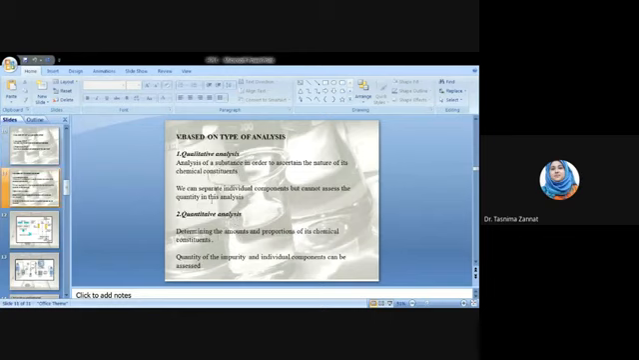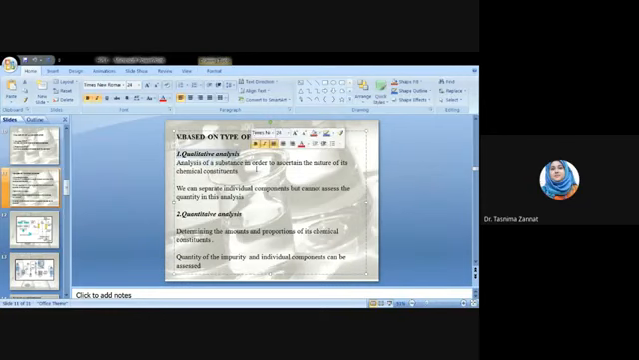Now, based on types of analysis, we can divide HPLC again into two types. One is qualitative analysis and the other is quantitative analysis. Qualitative analysis of a substance is done in order to ascertain the nature of its chemical constituents. It means we can only determine the types of components, not the amount of components. These are called qualitative analysis.